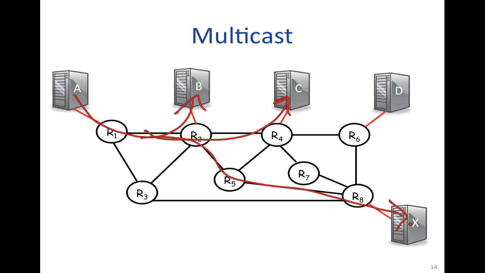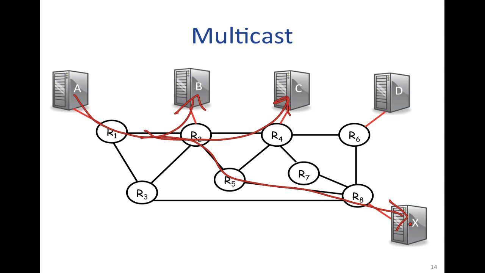Applications that might want to do this could be like a broadcast TV or radio station where currently B, C, and X are listening to a TV station being broadcast from A. It could be automatic updates to a large number of hosts, for example, a car company updating its inventory every night to all of its dealerships. Or it could be stock prices being updated in a trading room where you want everybody to receive the update at the same time.